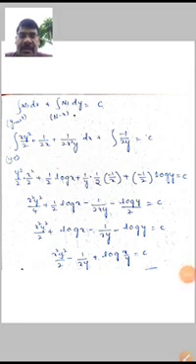The given differential equation's solution is x^2 y^2/2 - 1/(xy) + log(x/y) = c.